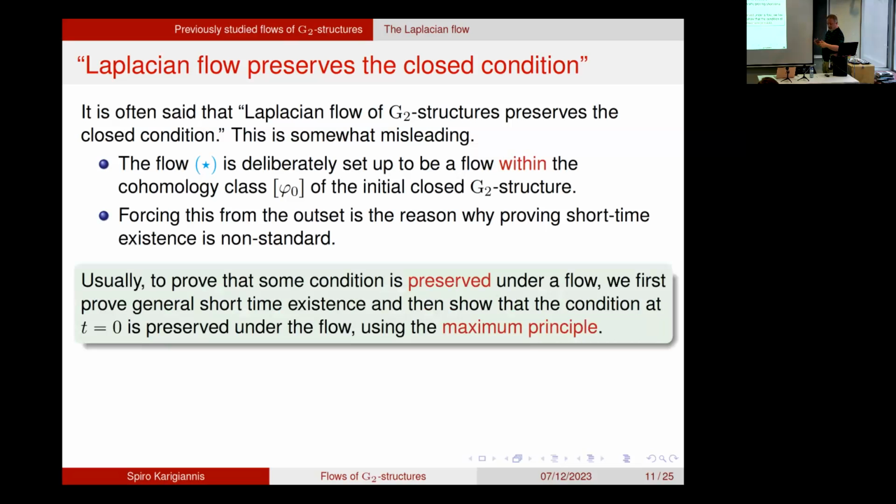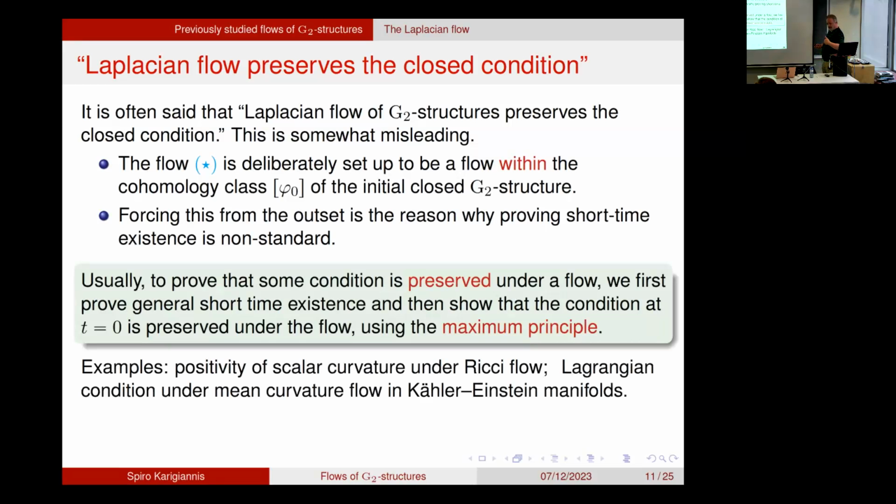Usually, when you talk about flows and you say that some condition is preserved along the flow, what you usually do is you prove that the flow itself has general short-time existence without any initial assumptions. And then you show that if a certain condition holds at time zero, then it holds for all time for which the flow exists. And usually this is done using the maximum principle.